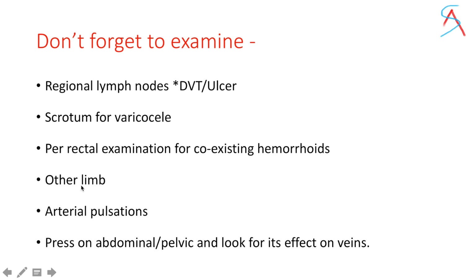Don't forget to examine the normal other limb. Make sure that you mention that the other limb is normal if the patient complains of only one limb. It could be possible the patient is only complaining of the right limb, and you miss the left limb, and the left limb is also having some problems, then you will be in trouble. You have to examine both the limbs. We have to look for arterial pulsation in both the limbs. Don't miss it, to rule out any peripheral arterial disease. If any abdominal or pelvic mass was found in abdominal examination, then you have to press upon it and look for its effect on the veins.